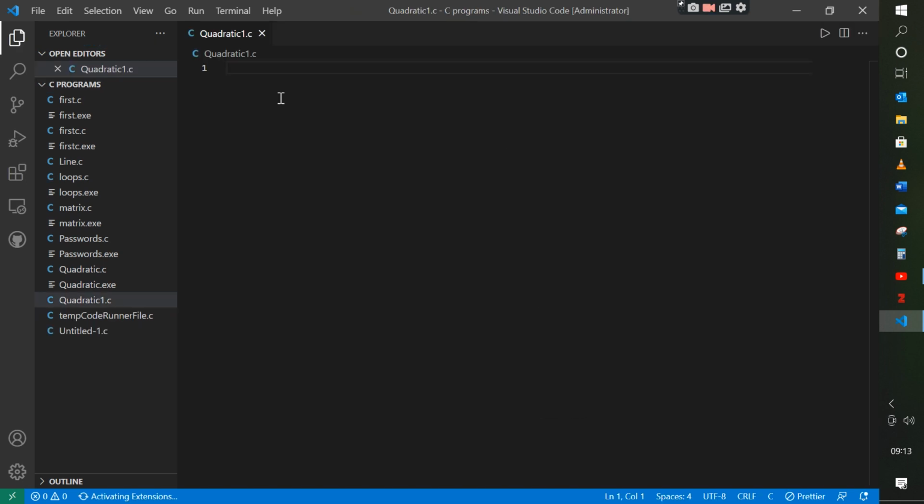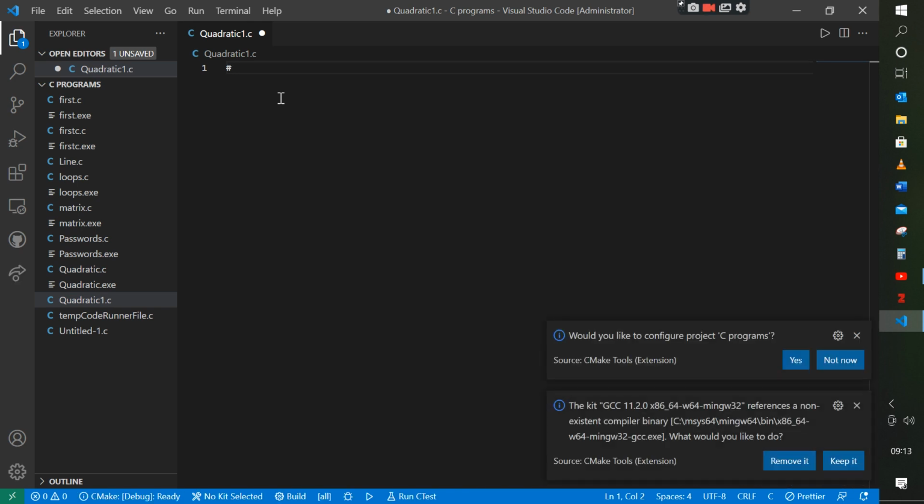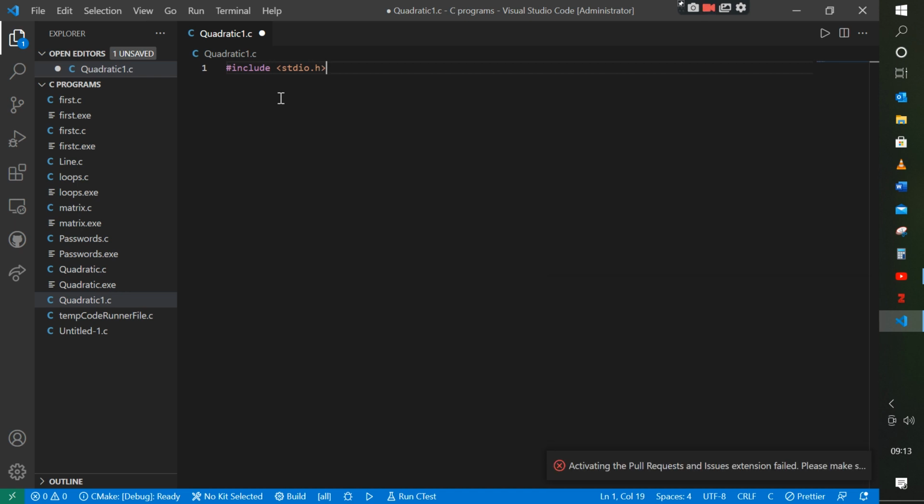And then what we are required to do is to include a header file called stdio.h, which includes the standard input and output. So we shall write a command called hash include stdio.h. We need it.